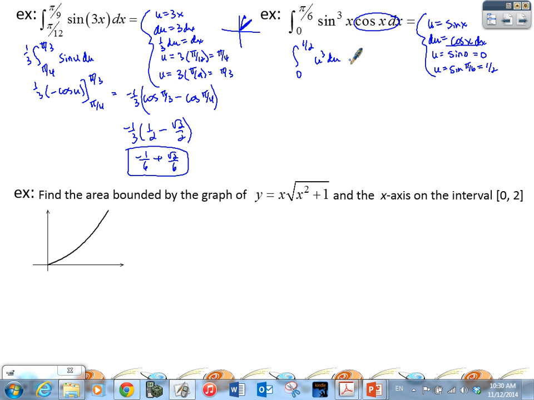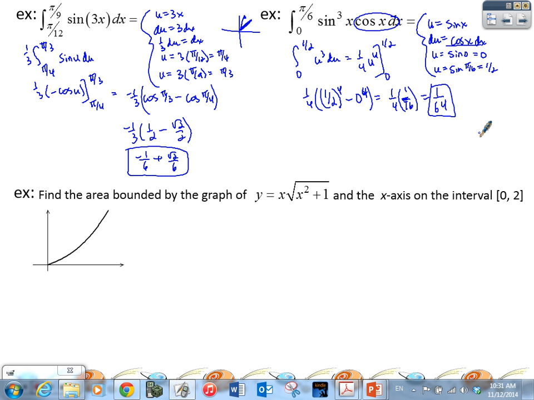Which is kind of sad because I love trig, but we will deal with it. So we get 1/4 u to the 4th from 0 to 1/2. Then 1/4 times 1/2 to the 4th minus 0 to the 4th equals 1/4. What? 2 times 2 is 4, 8, 16, times 1/16, which is 1/64.